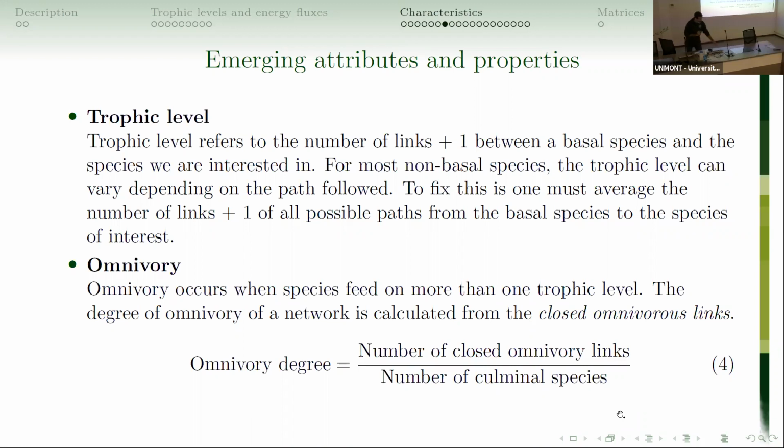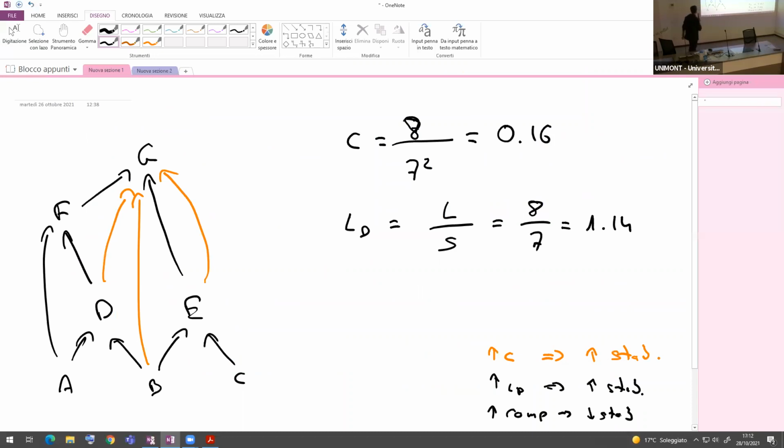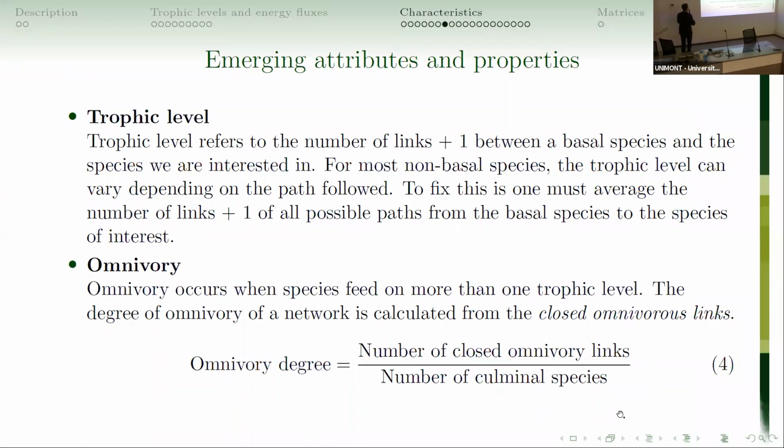So again, we go back to our simple food web. This is not an omnivore. It eats two species, but they are from the same trophic level. But this one is an omnivore species because it eats species from the second trophic level and the first trophic level. And this is also an omnivore species because it eats a species from trophic level 2.5 and trophic level 2. But these ones are not omnivore species. So what's the omnivory?